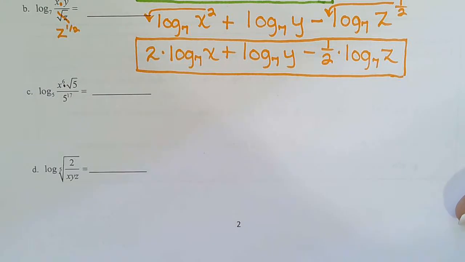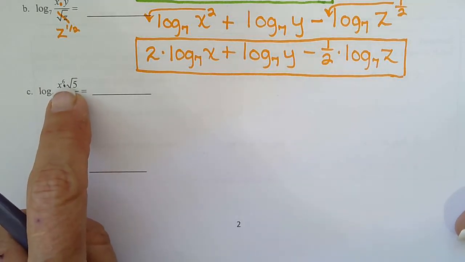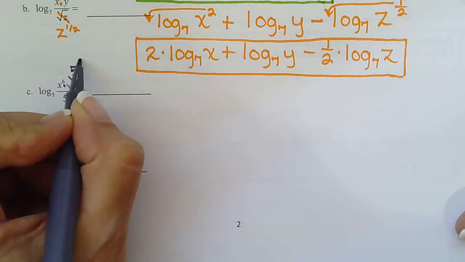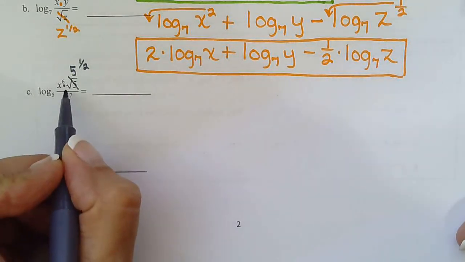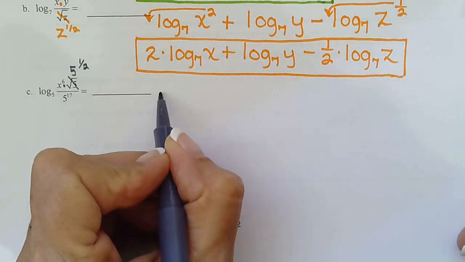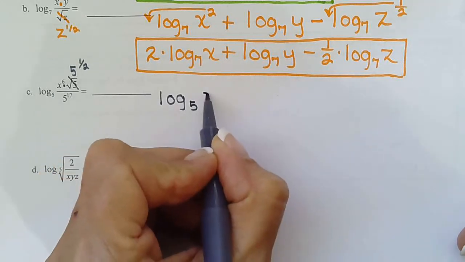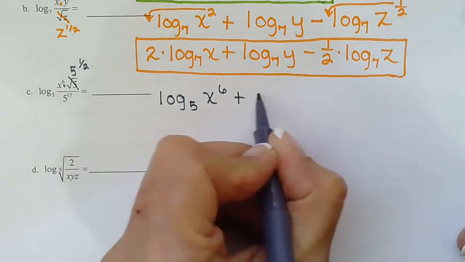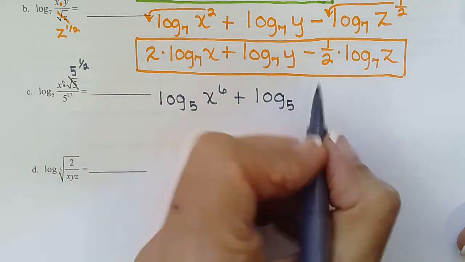Okay, so we have multiplication again. So it's basically the same problem we had above. So we have multiplication, so I know this is going to turn into a sum of logs. I see that radical 5, so I'm going to make it 5 to the 1/2 right now, just to save myself a step later. So multiplication turns into a sum of logs. So I'm going to have log base 5 x to the 6th plus log base 5 to the 1/2.